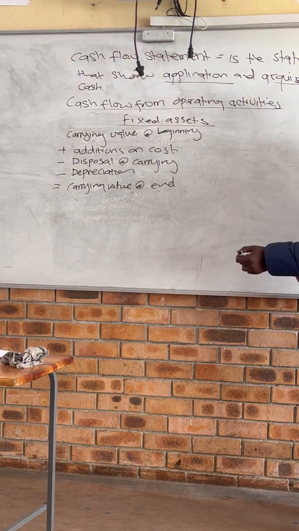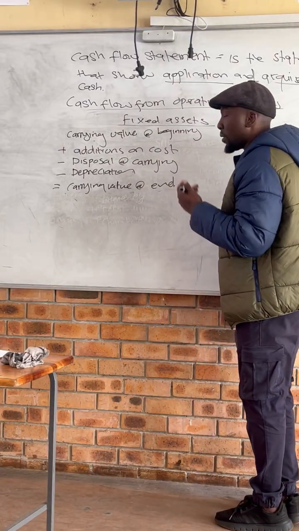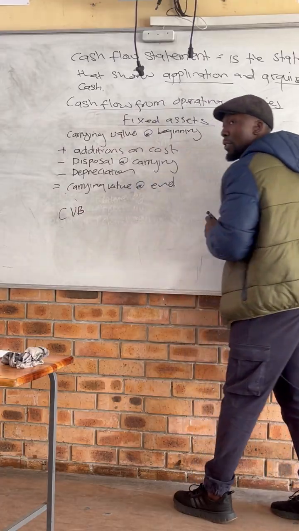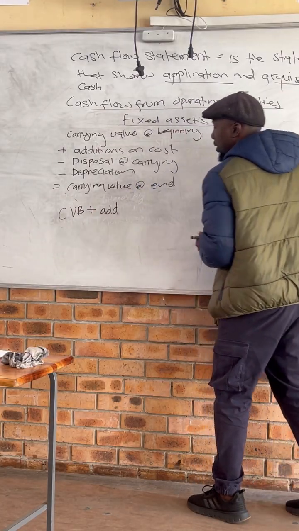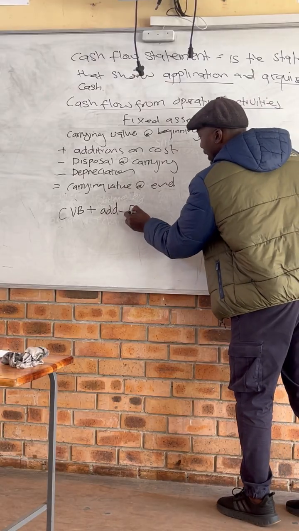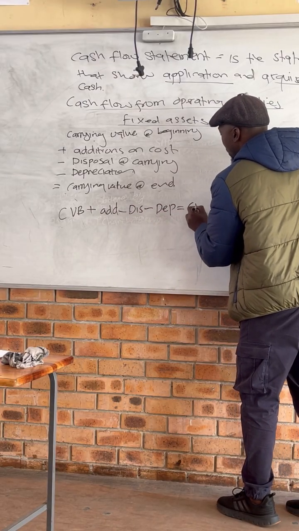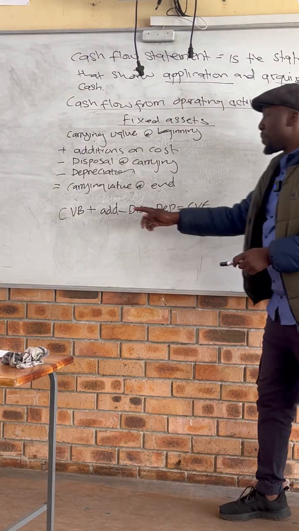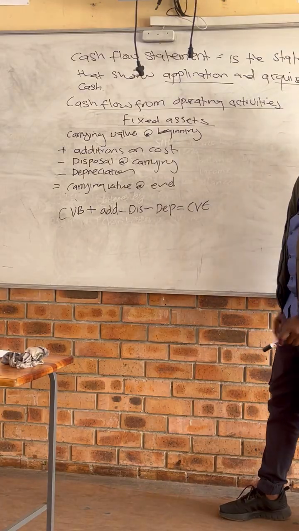Now, I even do this. I will write an equation for them so that they will not forget. I will write CVB, that is the carrying value at the beginning, plus add, that is addition, minus disposal, minus depreciation, equals CVE. Now they will also sing this: CVB plus A minus this minus this equals CVE.